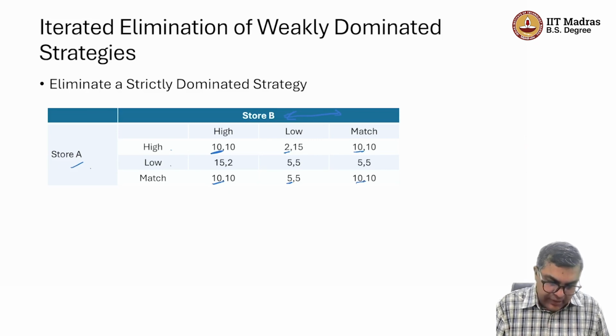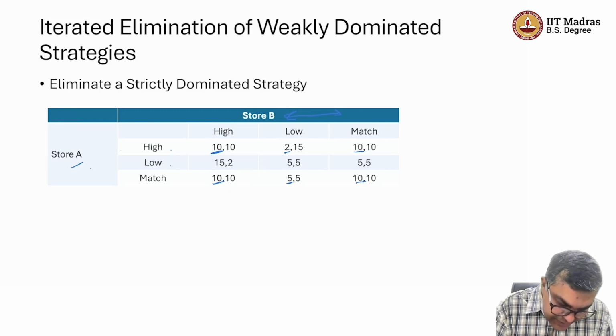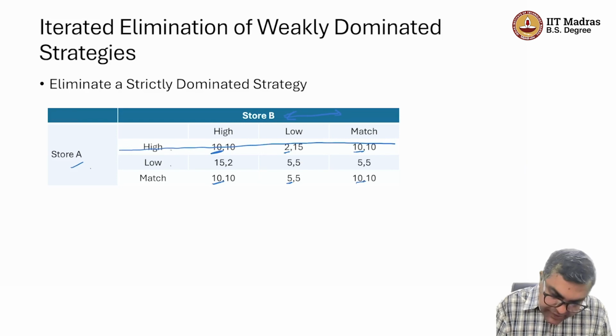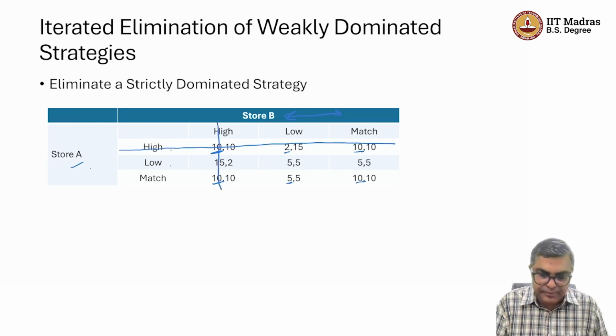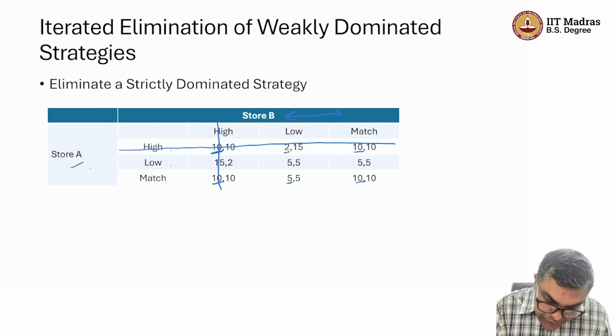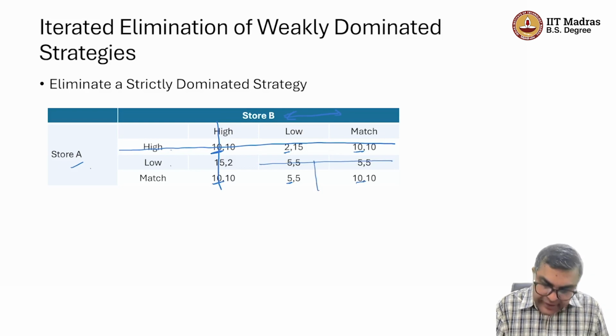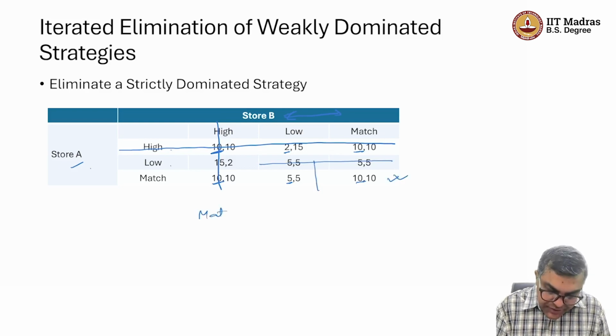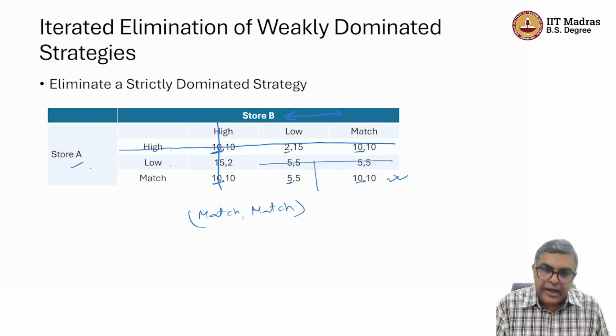So if we allow eliminating weakly dominated strategies, then high will get eliminated, and similarly high will also get eliminated for store B by the same process. We will have a smaller game, and in this game also both players have a weakly dominated strategy. Low is now weakly dominated, so low can be eliminated, and we would be left with match. Okay, this would be the outcome.